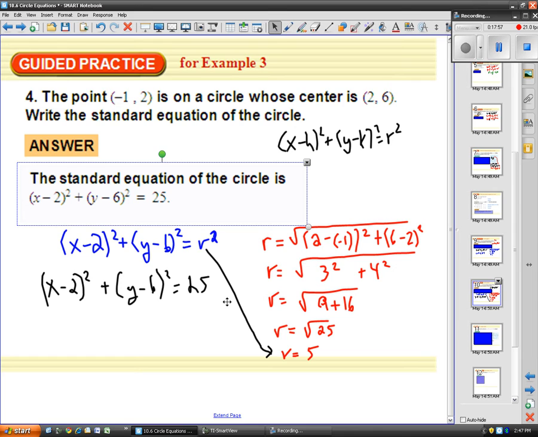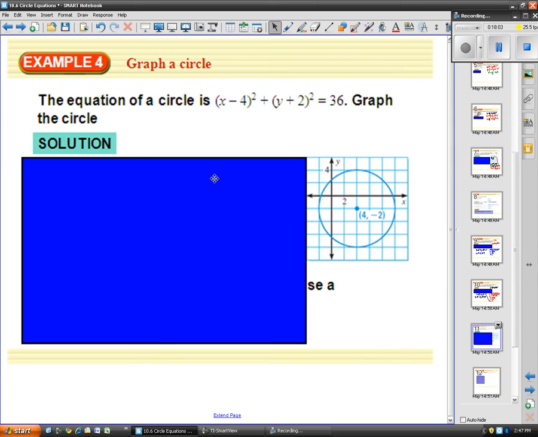So now I'm giving you a circle and this time an equation, and I'd want you to graph this. And I don't know why the graph is showing up here. That's okay. Well, the graph is actually the solution to the problem.